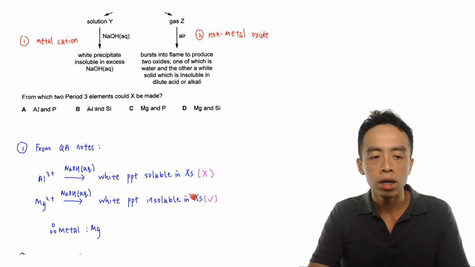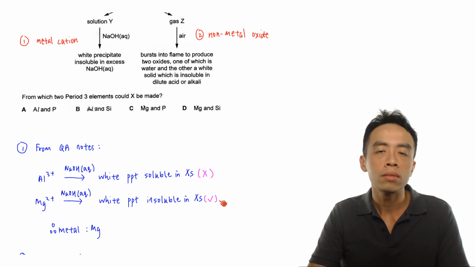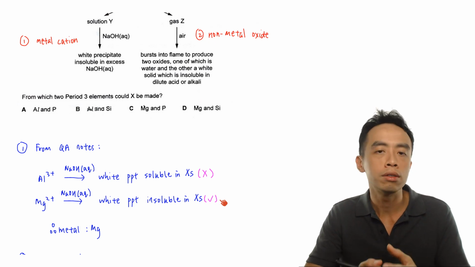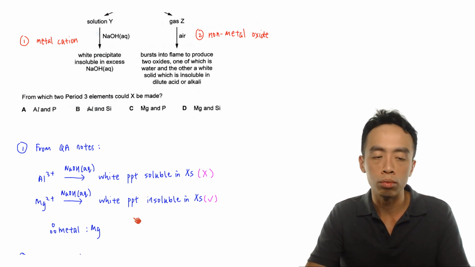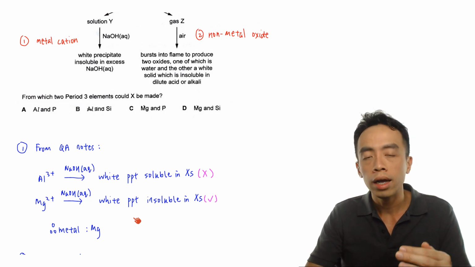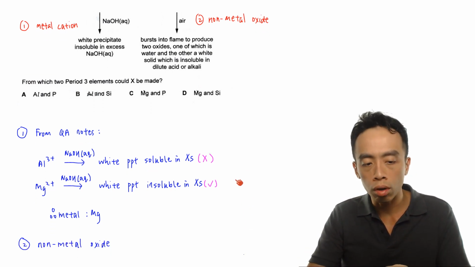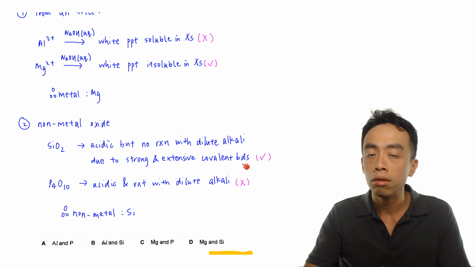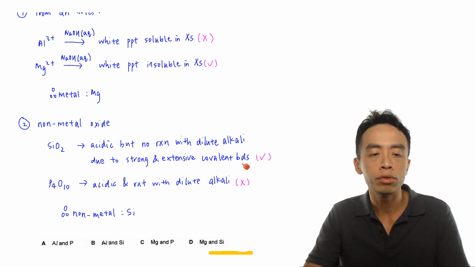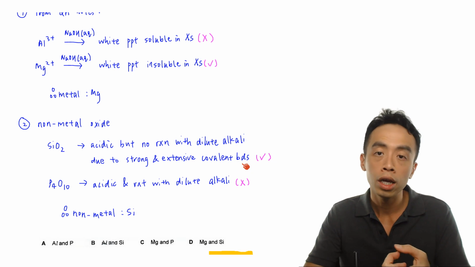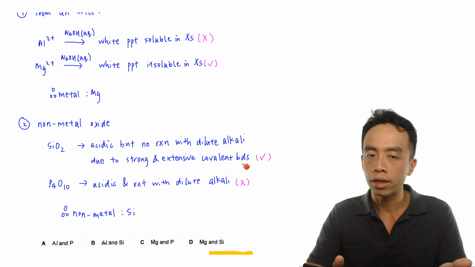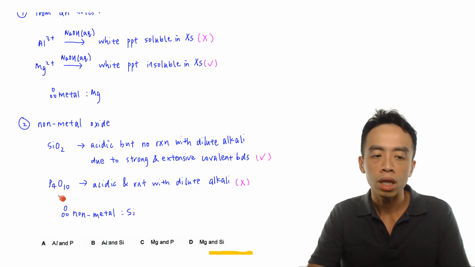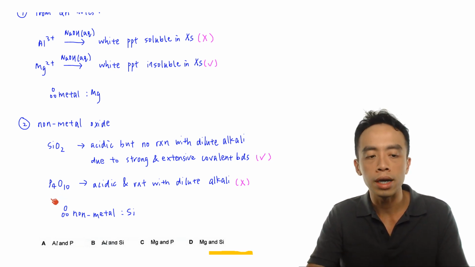So comparing these two, obviously Mg2+ will give me the consistent observation. I know that this metal should be magnesium, it is not aluminum. So at least we have settled and identified the metal. Now how about the non-metal? Again, we will focus on the properties involving this non-metal oxide. The question tells me that this non-metal oxide is insoluble in dilute acid or dilute alkali. So the two oxides that we have are either silicon oxide, SiO2, or phosphorus oxide, P4O10. We will be using P4O10 for the phosphorus oxide.